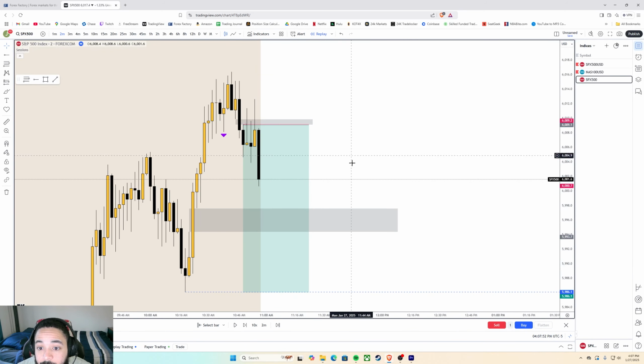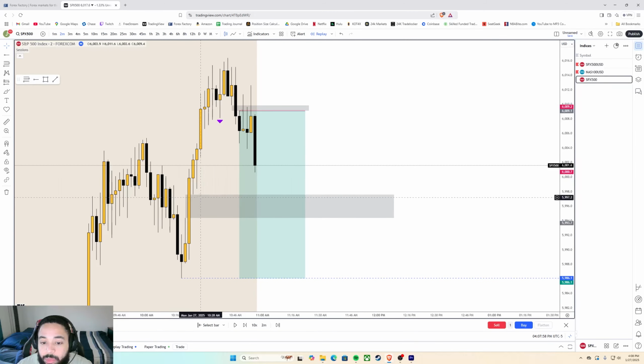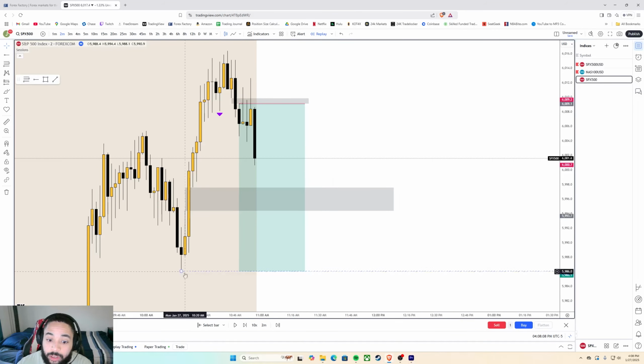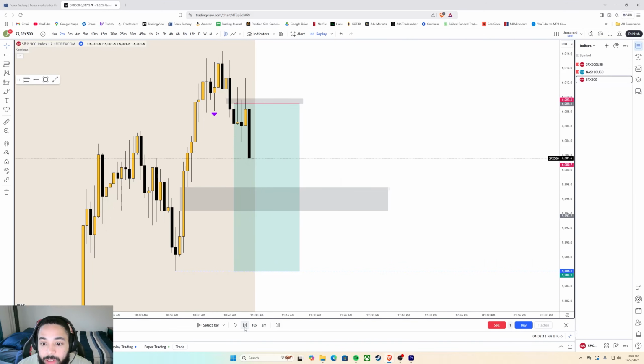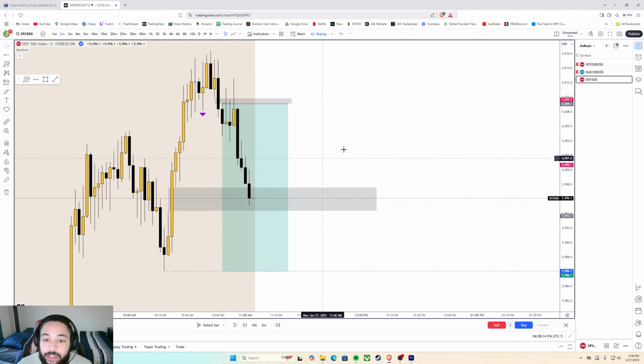I took a small partial already when price pushed past it, so I took about 20%. And then if price gets to this point, then I'll basically take off at least another 50, 60%, so that if I want to leave a runner to go to this low, the lowest low right here, I'll do so. And as you can see, price just continues and taps into the fair value gap.